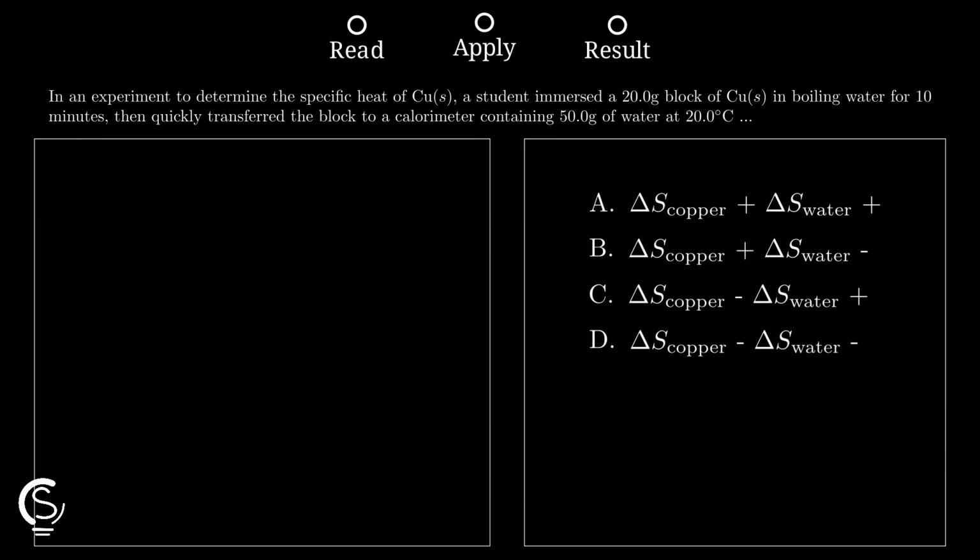Copper starts in boiling water, so it is hotter than the calorimeter water at 20 degrees Celsius. When they touch, heat flows from hotter copper to cooler water.